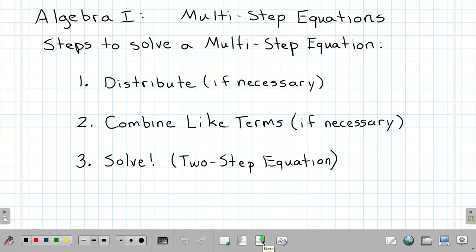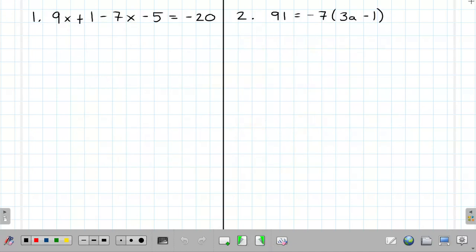Other than that, that's really all the notes that are necessary here. So let's go ahead and jump into examples. When we look at number 1 here, we've got 9x plus 1 minus 7x minus 5 is equal to negative 20. Once again, the whole point is we've got something that looks really complex here.